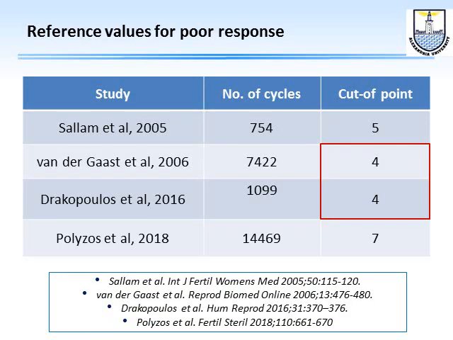Our work was repeated after that. 1 year later, van der Gaast and his colleagues did their study on a much larger number of patients, and they came up with a cutoff point of 4. 10 years later, Drakopoulos did the same and found that the cutoff point was 4. 2 years after that, Polyzos et al. found that 7 was the cutoff point. So this is concerning the poor response.